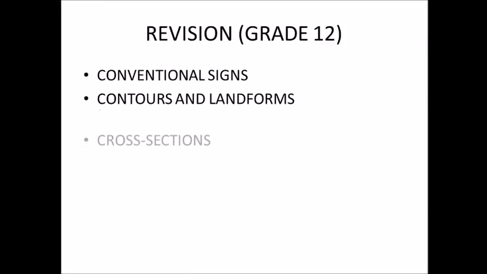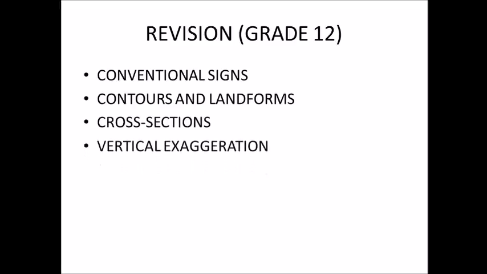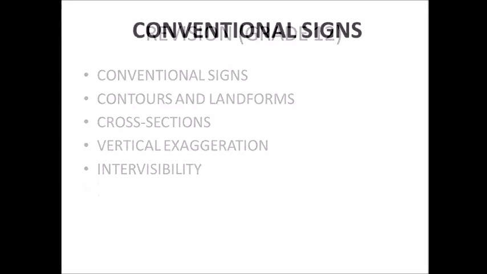As you learned in grade 10 and 11, a topographic map is a map which shows features on a scale of 1 is to 50,000. This scale represents that 1 centimeter on the map is equal to 50,000 centimeters in real life or on the ground. Today, I'm going to do a revision focusing on conventional signs, contours and landforms, cross sections, vertical exaggeration, and intervisibility.